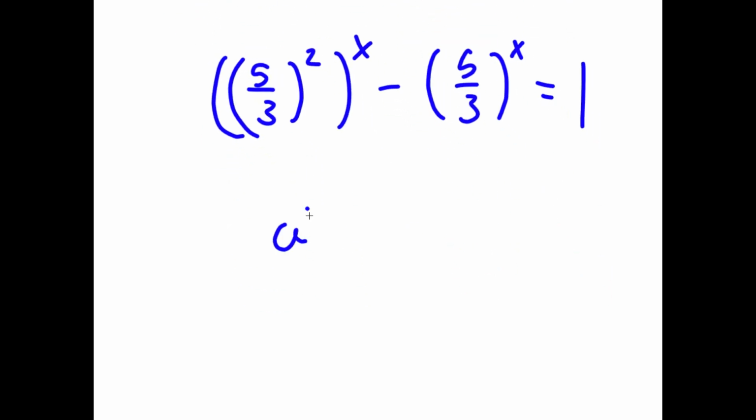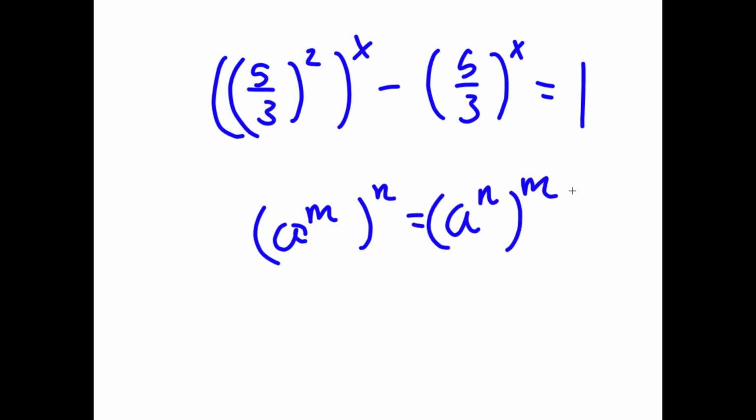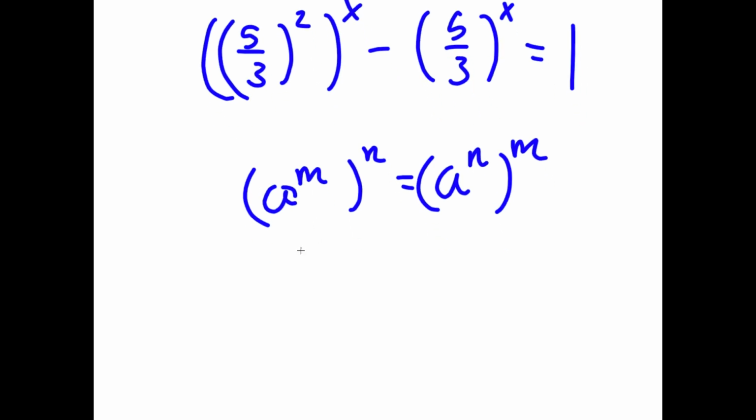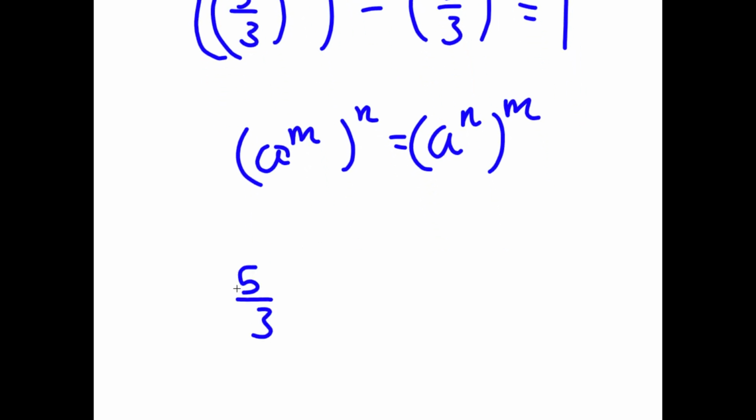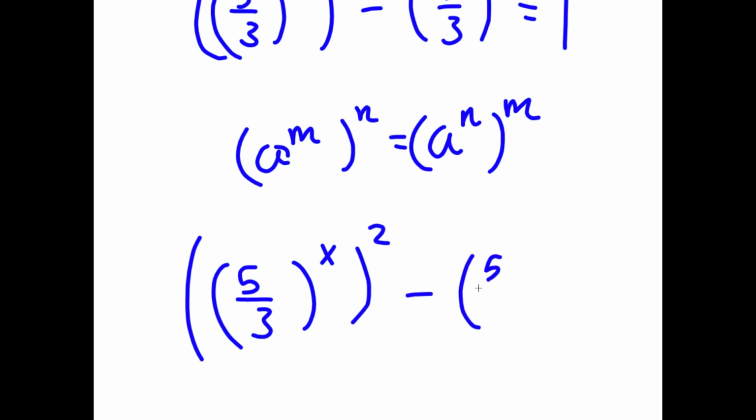And if I have something in the form a to the power of m to the power of n, this is equal to a to the power of n to the power of m. So 5 over 3 to the power of 2 to the power of x is going to equal 5 over 3 to the power of x to the power of 2. Now I have this minus 5 over 3 to the power of x is equal to 1.